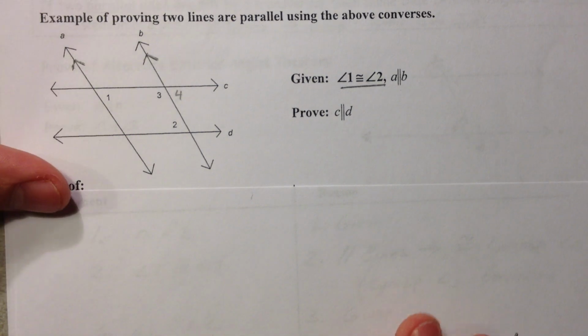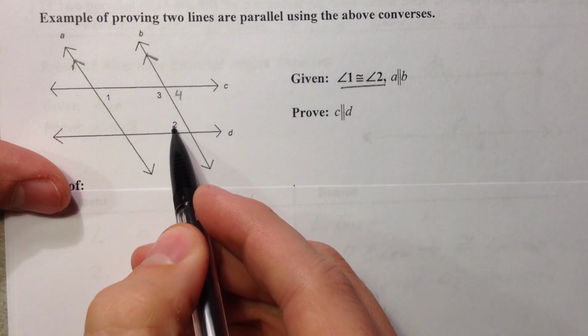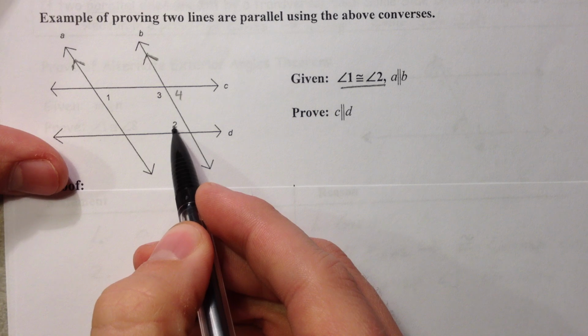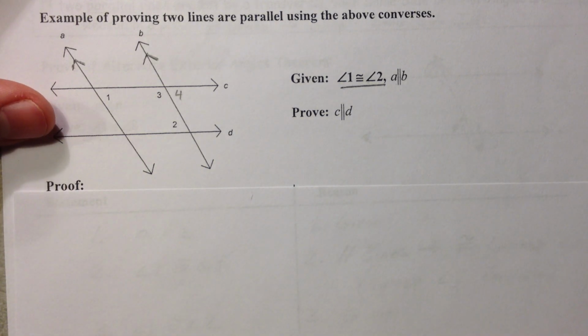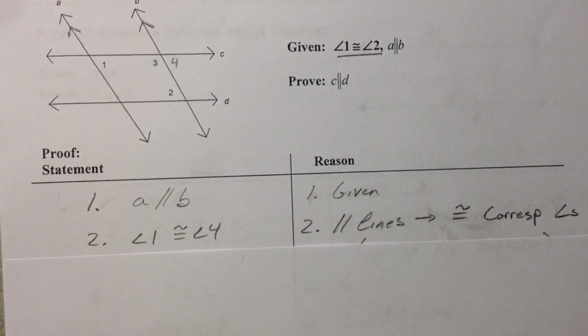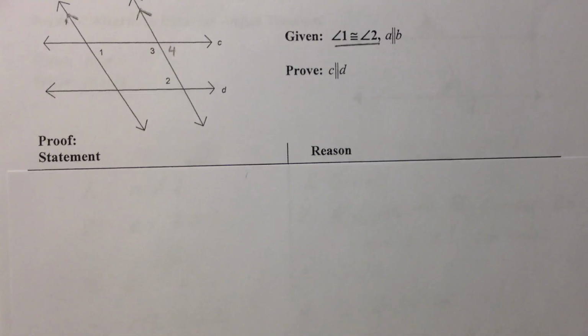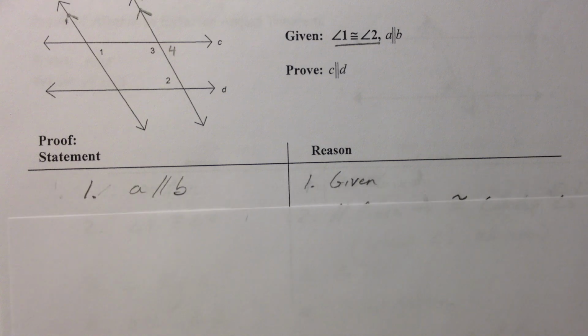So 1 is congruent to 2. We do know that. But let's start with what we know, that A is parallel to B. So let's start with the given there. A is parallel to B, the given.